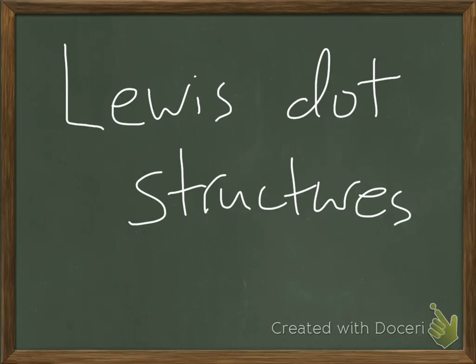This Lewis dot structure practice corresponds to page 30 of the bonding packet. So check it out. The first one, H2O.